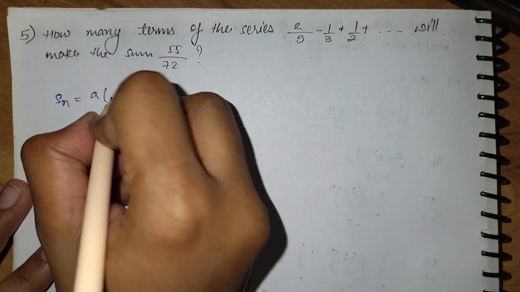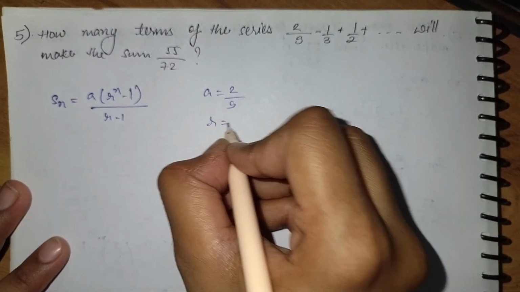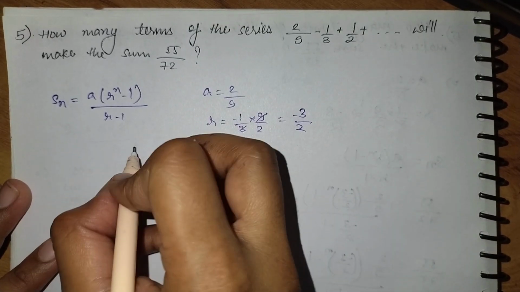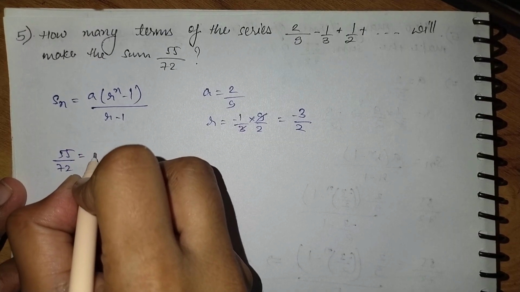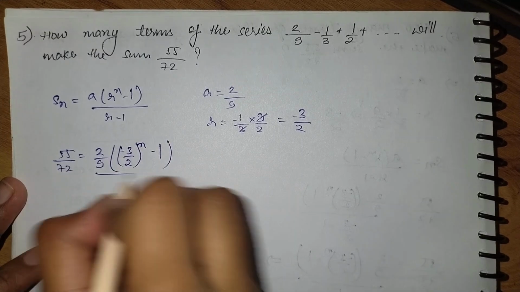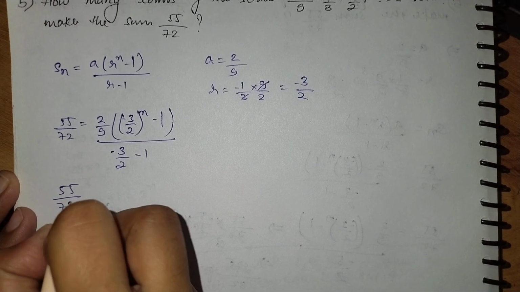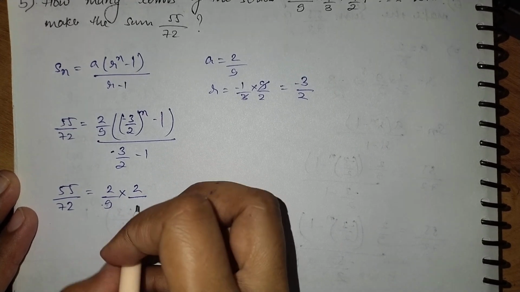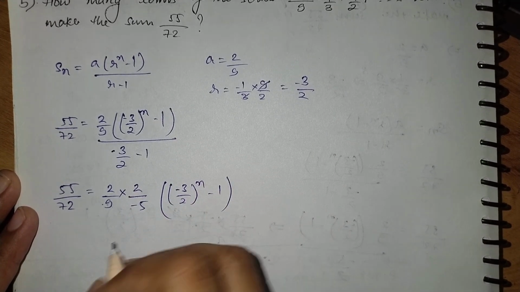That will become Sn equals a times r to the power n minus 1 upon r minus 1, where the first term is 2 by 9. If we write the common ratio, that is minus 3 by 2. And now the number of terms you have to find here. So 55 by 72 equals 2 by 9 times (minus 3 by 2) to the power n minus 1 upon minus 3 by 2 minus 1. 55 by 72 equals 2 by 9 into 2 upon minus 5, and again (minus 3 by 2) to the power n minus 1.